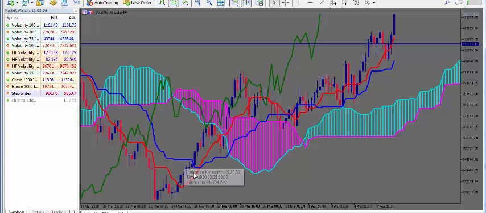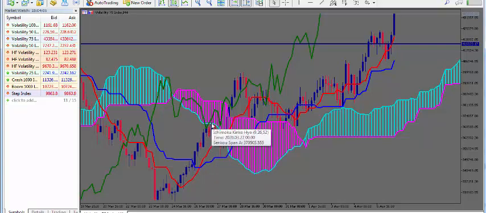Another strategy is to see that the Tenkan-sen crosses the Kijun-sen. See that the red line crosses the blue line. When the red line crosses the blue line, wait for the retest. That was what happened here. After the cross, this was the candle that gave rise to the cross. There was a retest of that blue line, and then the market continued to go in the upwards direction.